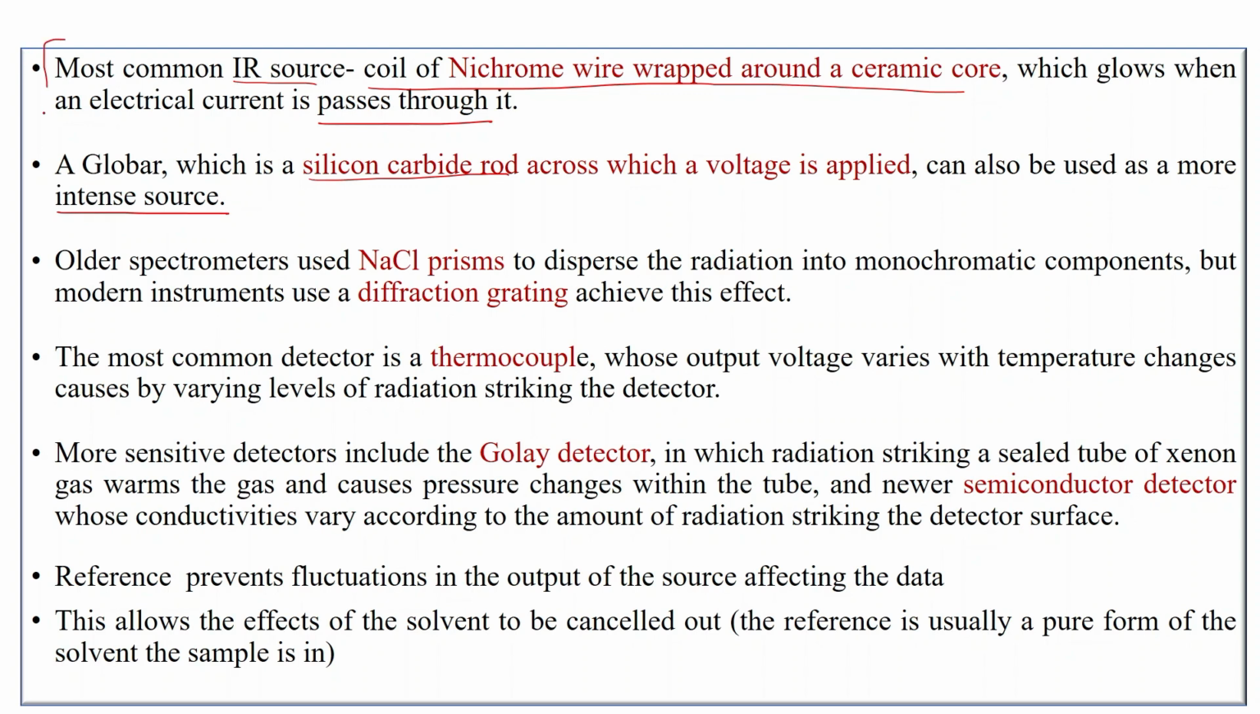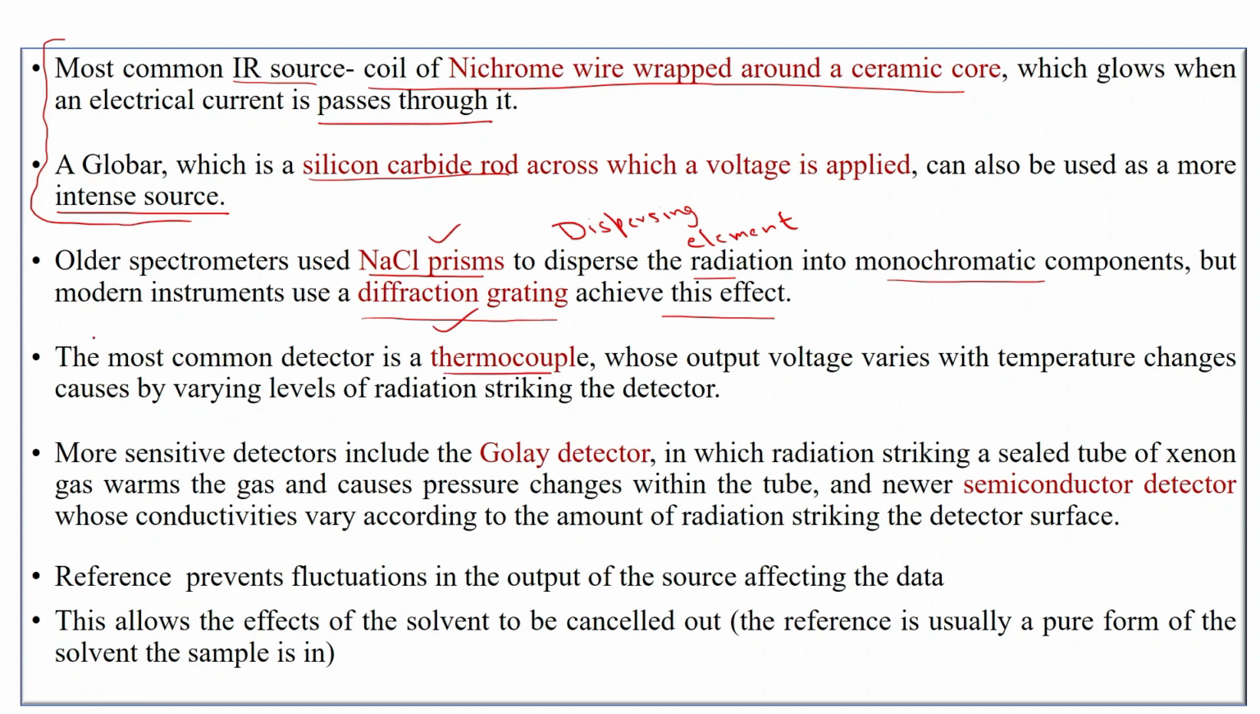So these two are the sources which I have told. Then old spectrometers used NaCl prisms to disperse the radiation into monochromatic components, but modern instruments use the diffraction grating to achieve this effect. So this is about the dispersing elements. Earlier NaCl prisms were used, now the diffraction grating or the monochromator is used. So these are the dispersing elements. This line talks about the dispersing element.